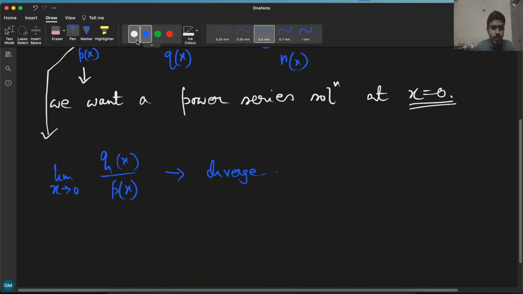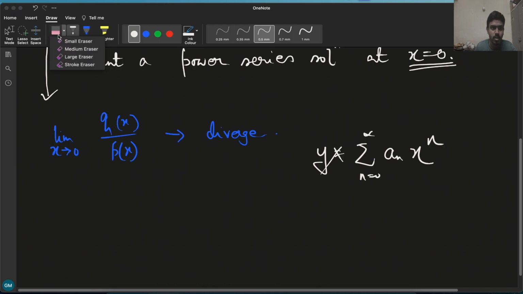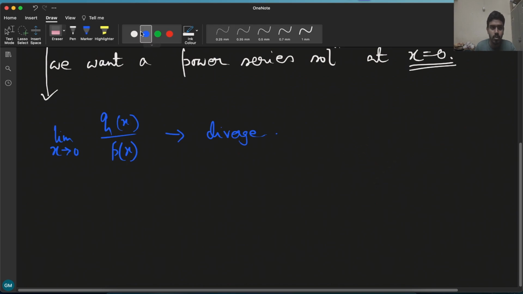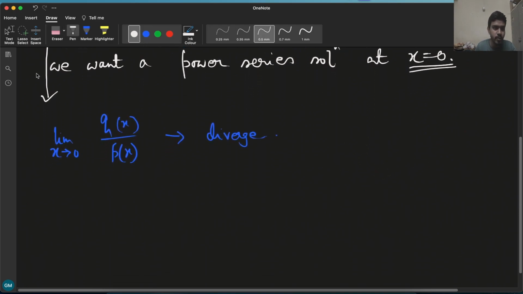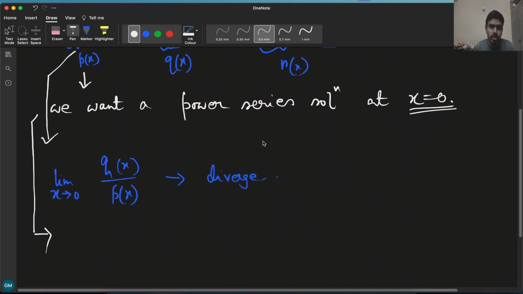In that case, we cannot write this solution as y equals to sum over a n x to the power n. Okay, we cannot do that. What we can do is, we should check whether x equals to 0 is a regular singular point. In that case, we can use the Frobenius method, as we have discussed in the past classes, and we can have a solution in that case.